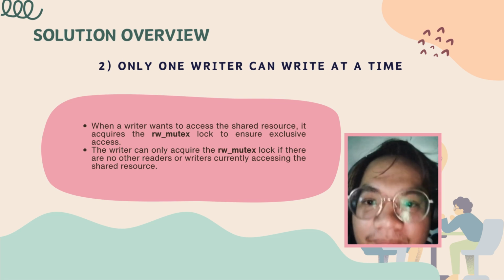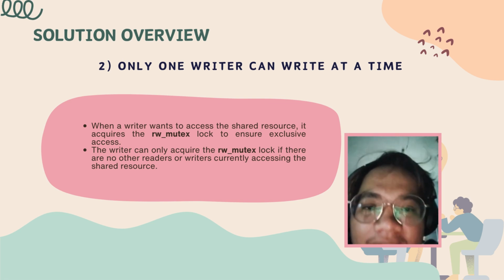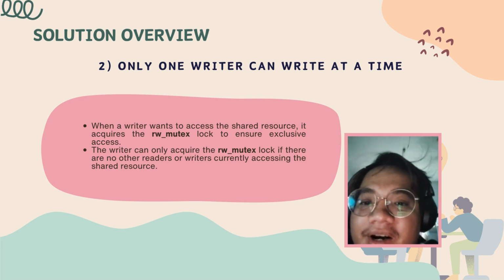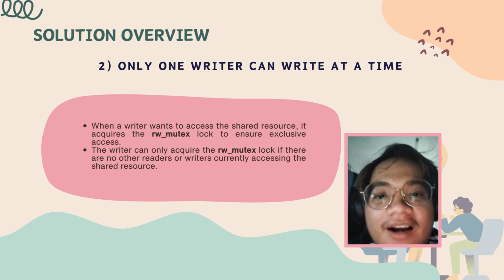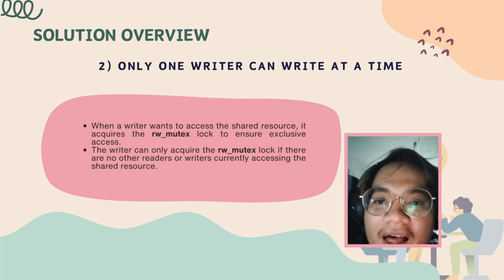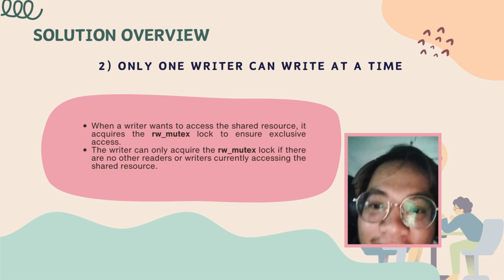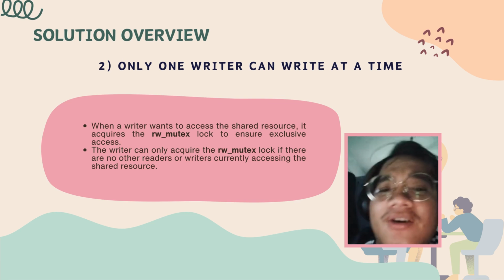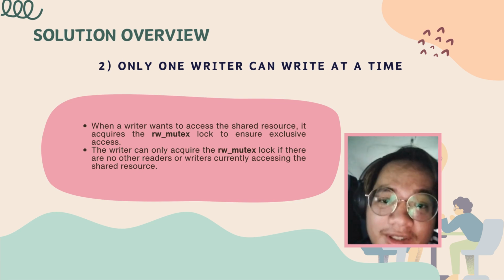The next one, number 2, is only one writer can write at a time. When a writer wants to use the shared resource, they grab the rw mutex lock to make sure they have exclusive access. The writer can only get the rw mutex lock if there are no other readers or writers using the resource.